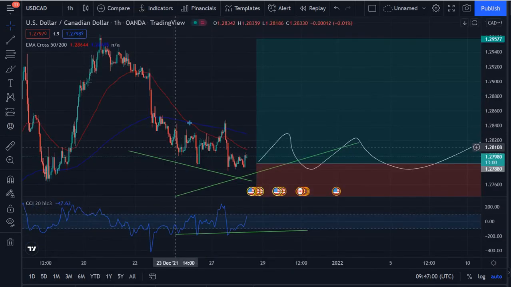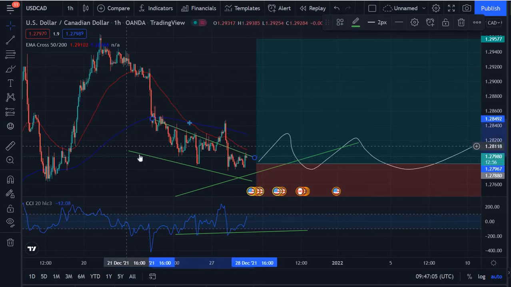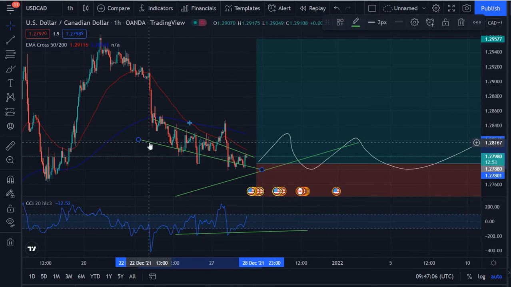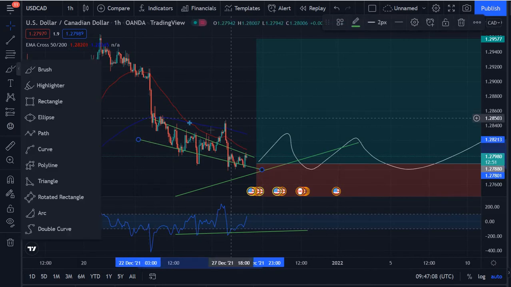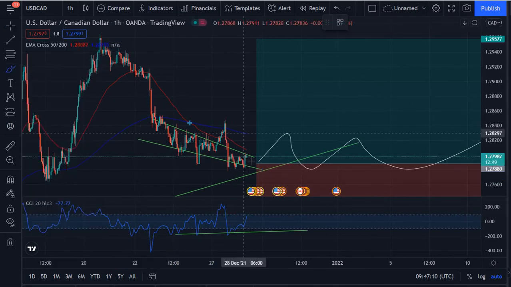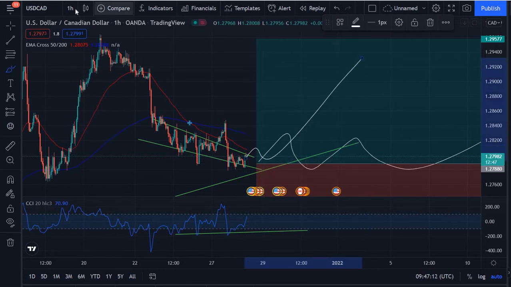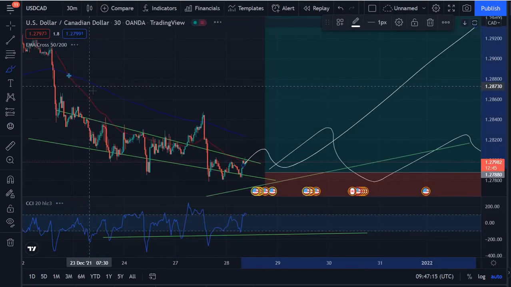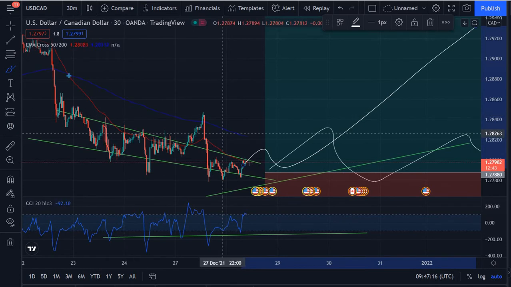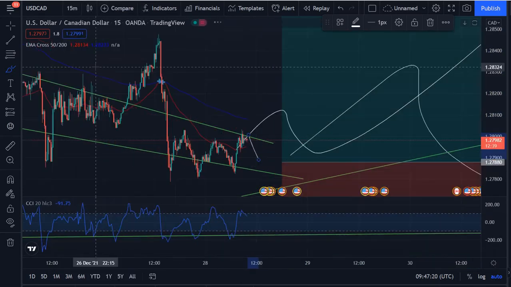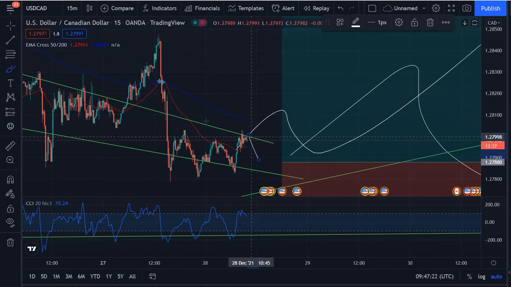Taking a look at the 1-hour chart, here this kind of wedge is being formed, so maybe if you want to enter a little bit better, you could wait for a breakout, as always, a retest and then be a buyer. On the 30-minute chart, you could pull back once again. 15 minutes, what is happening here?